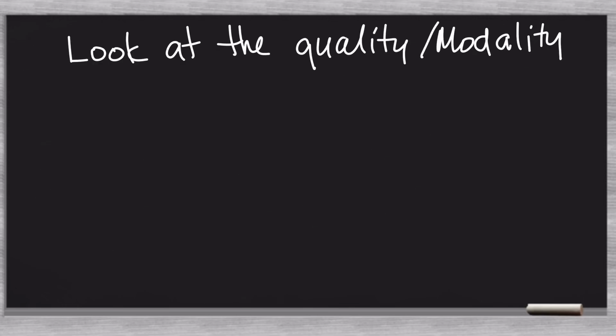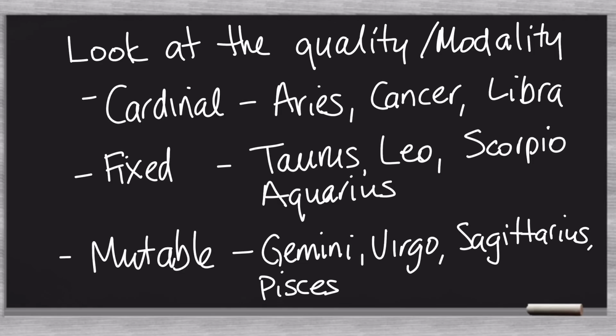So looking at the quality and modality of an element, you're looking at cardinal, fixed, and mutable. So each element has its own way of looking at each sign as well. We're looking at the quality of it. So cardinal signs are Aries, Cancer, and Libra. And fixed signs are Taurus, Leo, Scorpio, and Aquarius. And the mutable signs are Gemini, Virgo, Sagittarius, and Pisces.